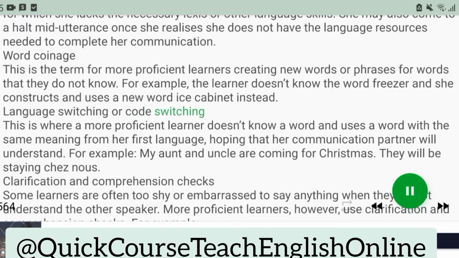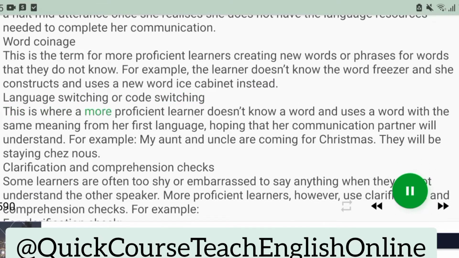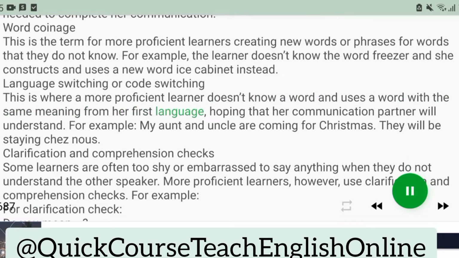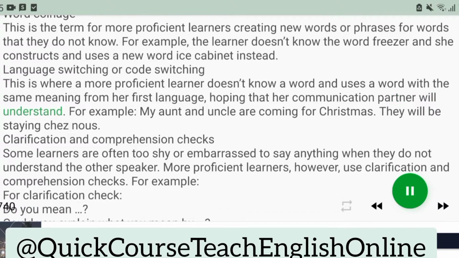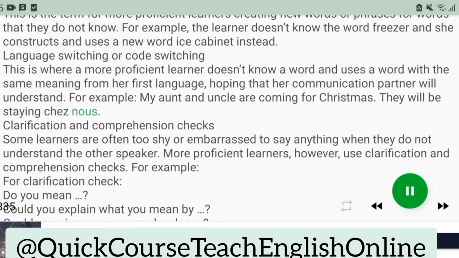Language switching or code switching. This is where a more proficient learner doesn't know a word and uses a word with the same meaning from her first language, hoping that her communication partner will understand. For example, my aunt and uncle are coming for Christmas. They will be staying chez nous.